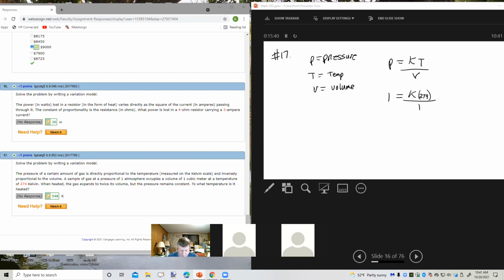Okay, so first of all, we can figure out what K is. So we've got 1 equals 274 K. Divide both sides by 274. So K equals 1 over 274. All right. So then we're going to put that up in here. And our formula becomes P equals 1 over 274 T over V.